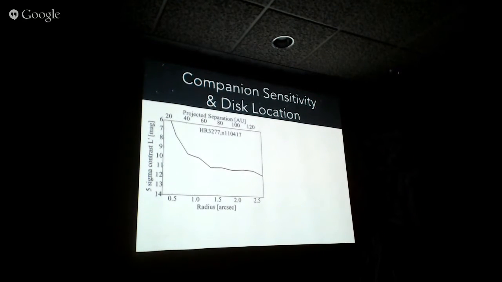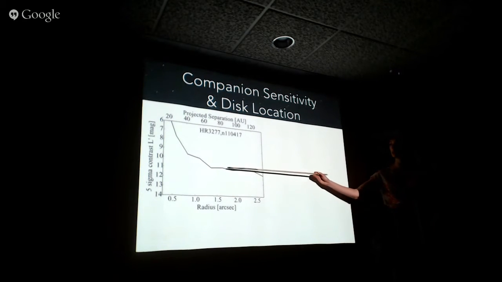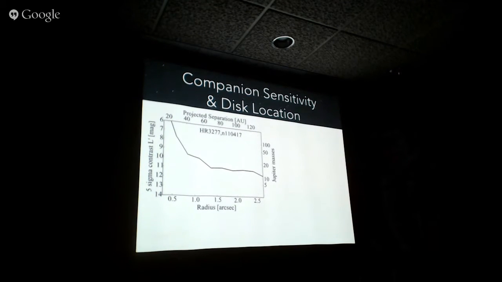And if we know the age of the star, the age of the system, and we assume some planetary evolution model, we can translate that contrast, or that magnitude, into a planet mass. In this particular case, that corresponds to masses between about 5 to 10 Jupiter masses all the way up to 100 Jupiter masses. And just to give you some perspective, the canonical separation between giant planets and brown dwarfs is the deuterium burning limit, which we think is around 13 Jupiter masses.